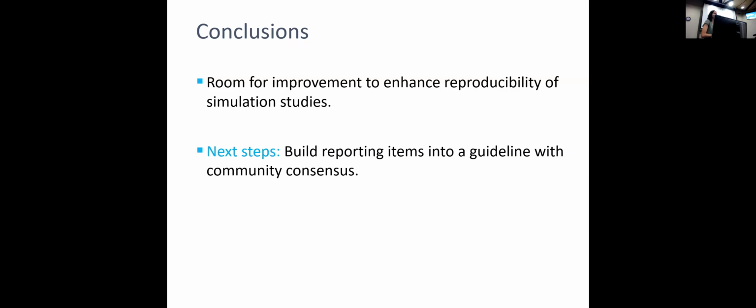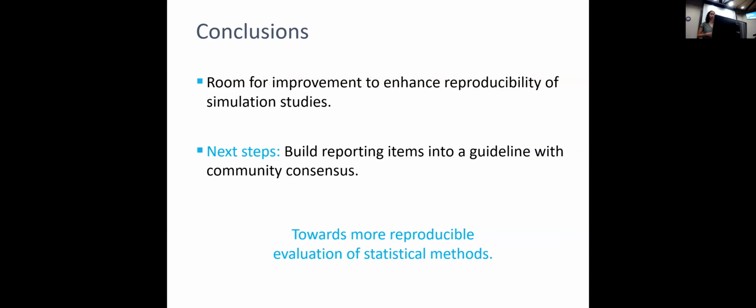To conclude for today, there is room for improvement in the reporting of simulation studies to enhance the reproducibility. And the next steps of my work, I plan to seek community consensus to build our proposed reporting items into a set of guidelines for simulation studies in ecology and evolution. And in doing so, I hope to initiate some ideas and discussions towards more reliable evaluation of statistical methods.